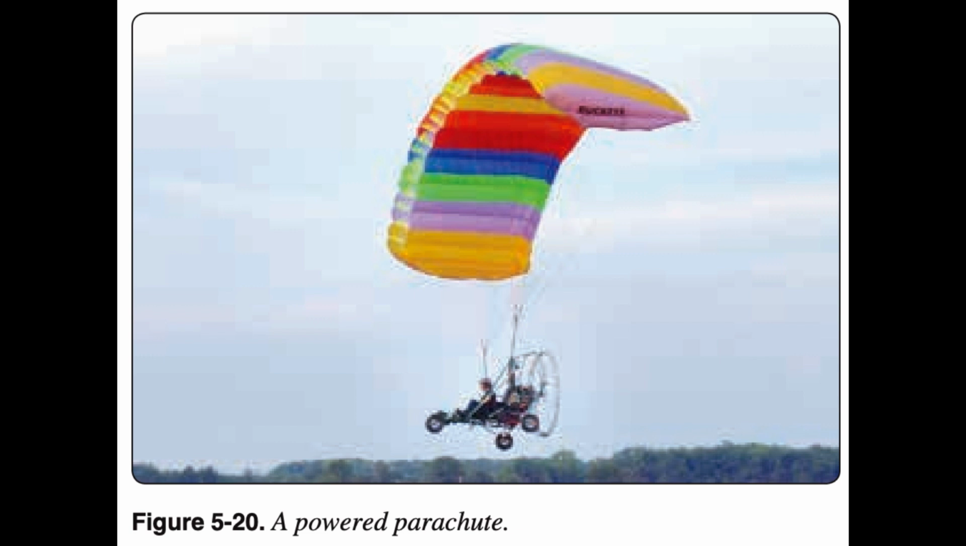The pilot and passengers sit in tandem in front of the engine, which is located at the rear of the vehicle. The airframe is attached to the parachute via two attachment points and lines. Control is accomplished by both power and the changing of the airfoil via the control lines. Figure 5.20.